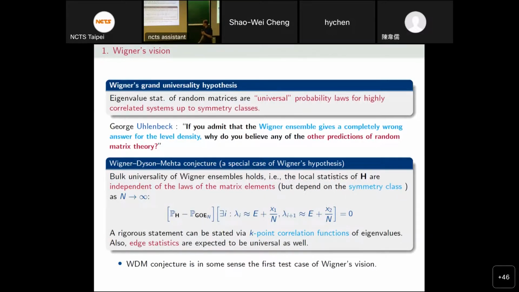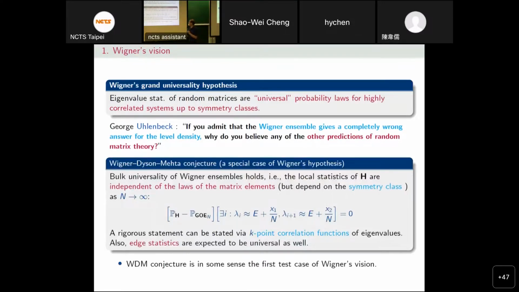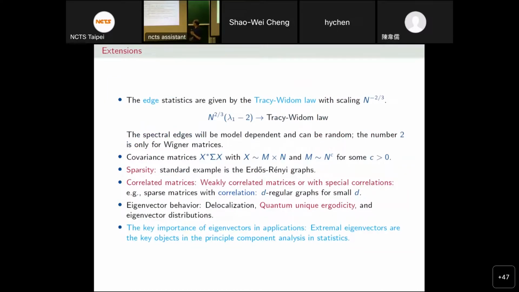The other thing is that George Uhlenbeck didn't like Wigner's idea. Here, local law means what is between two eigenvalues. The global law is the semicircle, and the semicircle is not universal: if you have a different matrix, the semicircle will sometimes change. Uhlenbeck didn't like this idea, but it was actually proved to be correct.